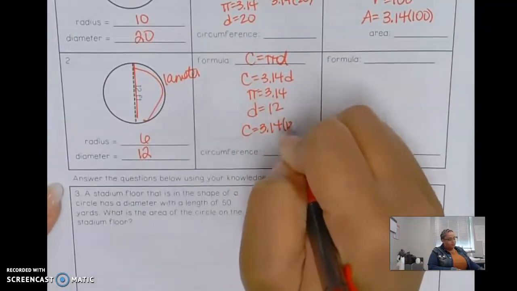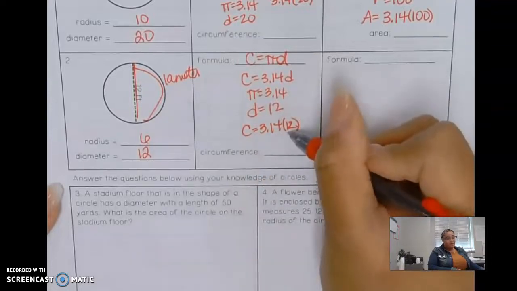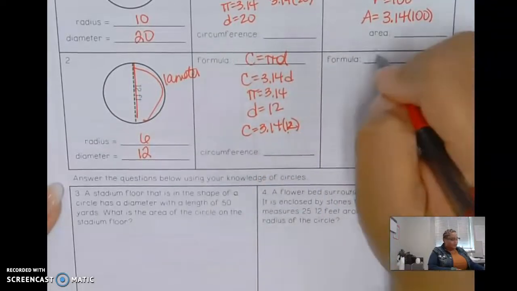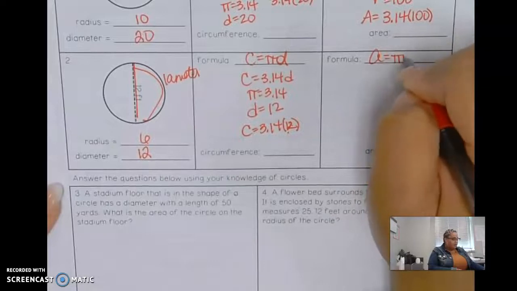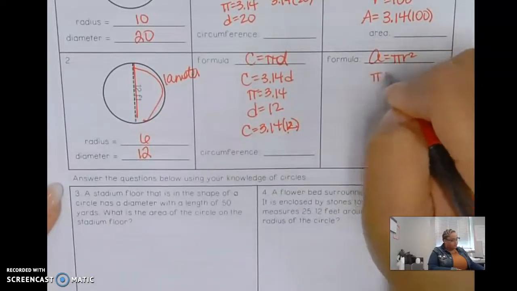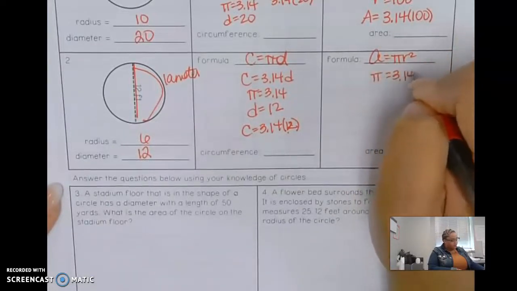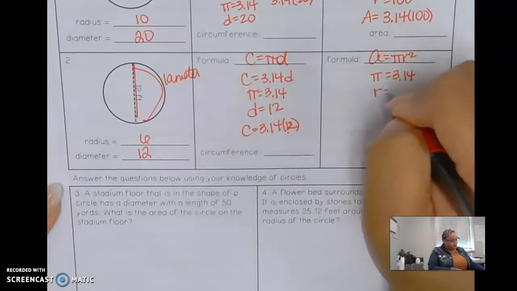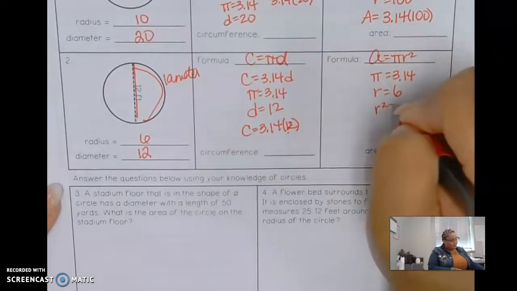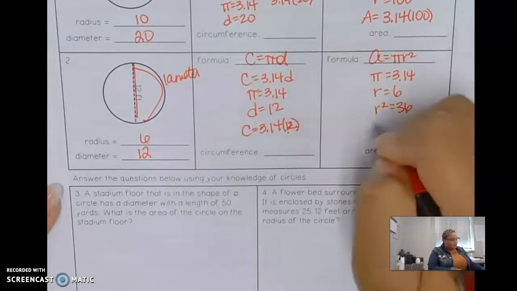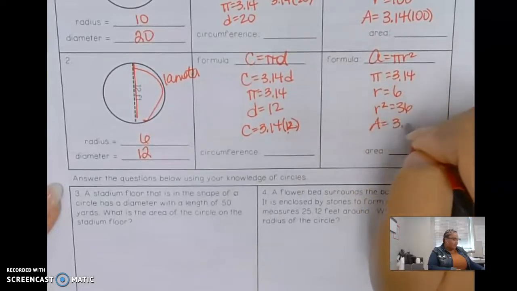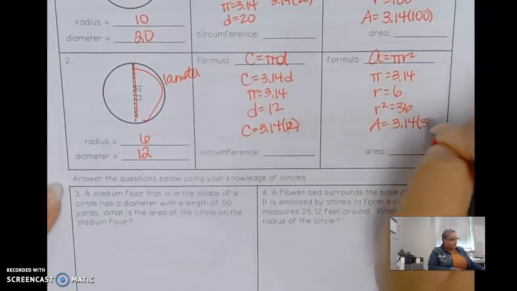3.14 times 12. This should be in your multiples. This should be done already. A equals pi r squared. Pi is 3.14. R is 6. R squared is 36. So we've got to do some math here. 3.14 times 36.